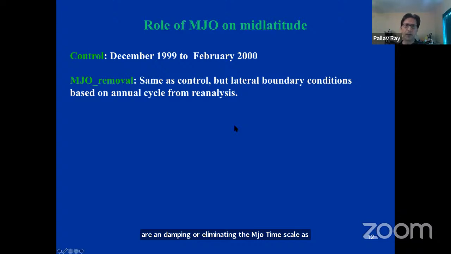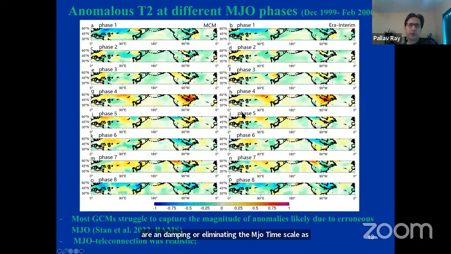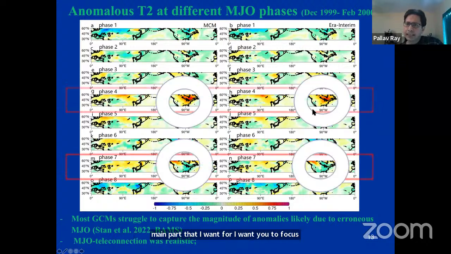Okay. So there are a lot of panels here, but we'll focus on a couple of things. The left-hand side is the MCM, and on the right hand, what you see is the ERA-Interim. And if you look at, let's say, phase 1, you can see that the MCM does a really good job, much better than what I originally expected. Now, the main part that I want you to focus on is, let's say, the northeastern part of North America.